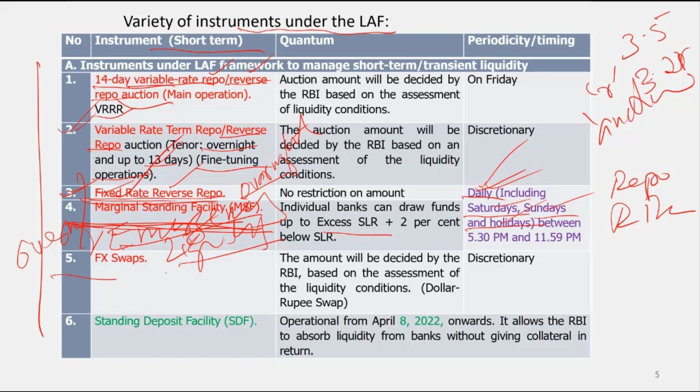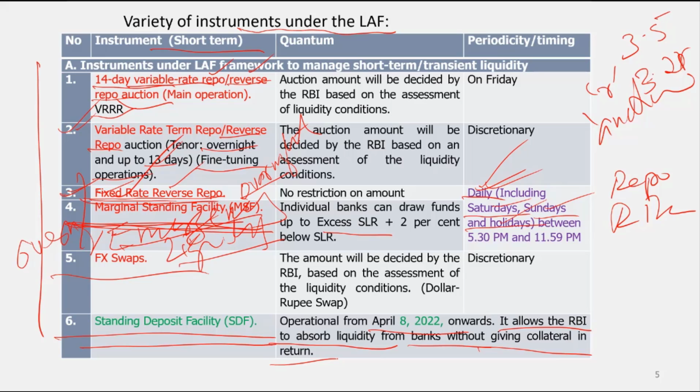Okay, and the fifth one is foreign exchange swap, which we are not mentioning. The next one is the most important one, that is the standing deposit facility, which has been rightly introduced by the RBI, and is operational from April 8, 2022 onwards. It allows the RBI to absorb liquidity. Remember, it is a liquidity absorption instrument, from banks if the banks have excess liquidity, and that also without giving collateral in return to the banks.